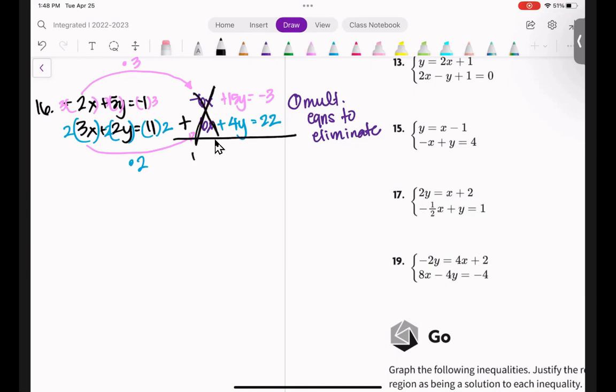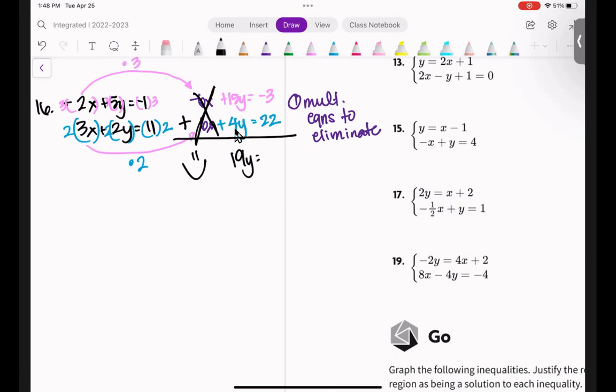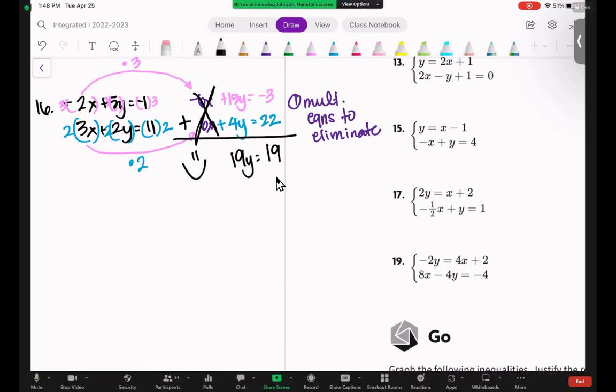Yay! Why is Miss Johnson happy? Because she did her job. She eliminated, right? Right there, that's the 9th grade part. The rest of this, you already know how to do. You know how to add 15y plus 4y to give you 19y. You know how to do negative 3 plus 22. That's a 7th grade problem. That gives you 19. You know how to solve this equation, right?